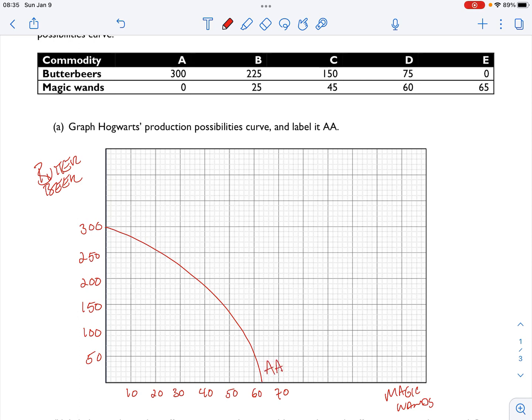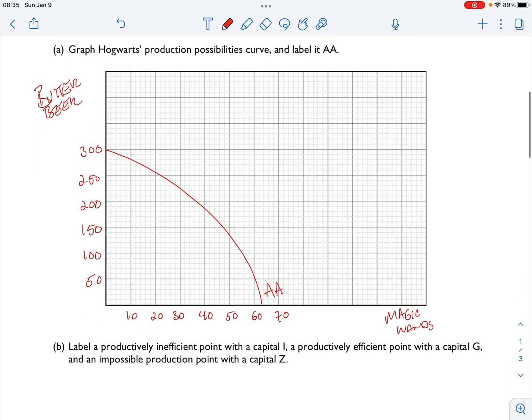Now, if you do plot those points and connect them with a line, you'll see that you also get an outward bowed production possibilities curve. So the next part of the practice FRQ is to label 3 different points on the graph that you just drew. The first is a productively inefficient point, and we want that with a capital I.